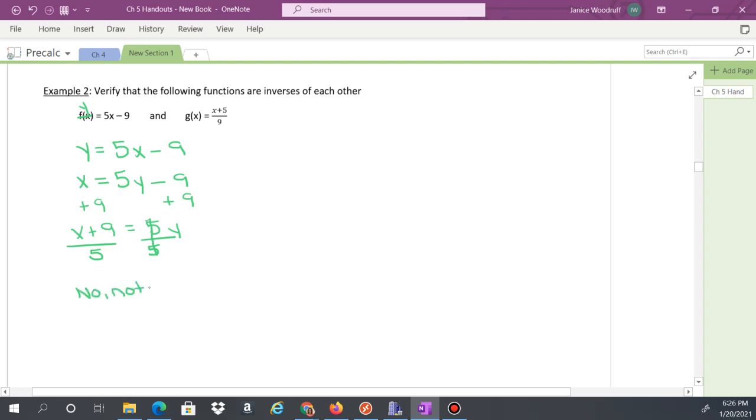Now, the only thing you might run into is on your homework, you might get a problem where they're not inverses. You could get a problem where they're not inverses, and then you still have to answer the f of g of x and the g of f of x. In that case, it's just extra practice with composition functions.